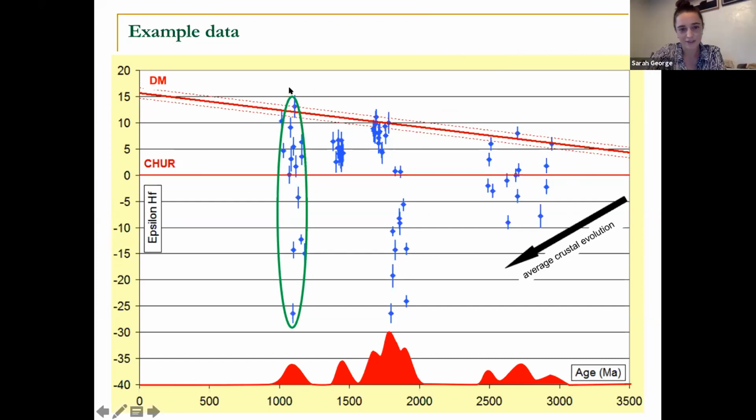So notice that there's some populations that are living up here. If we're remelting anything out here, it's just going to be moving down in epsilon hafnium space. So we need to add some sort of juvenile component to this to get this vertical spread. But a lot of it's just remelting old crust.